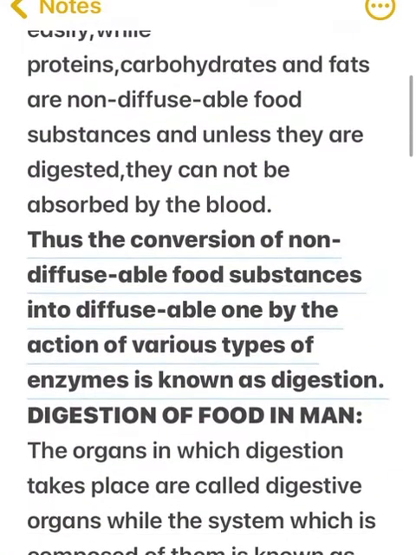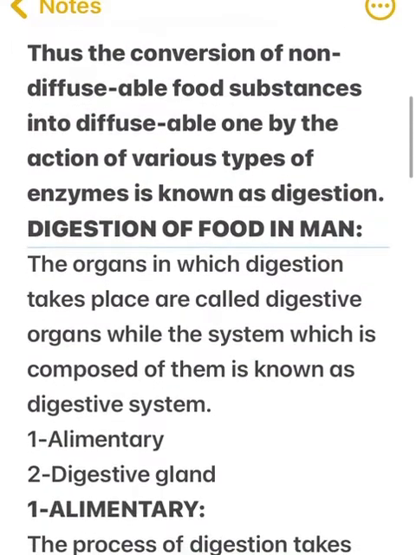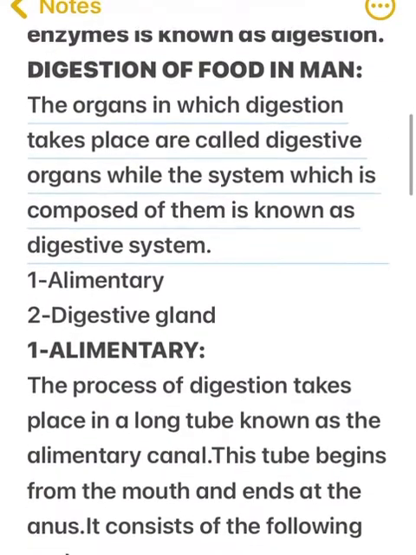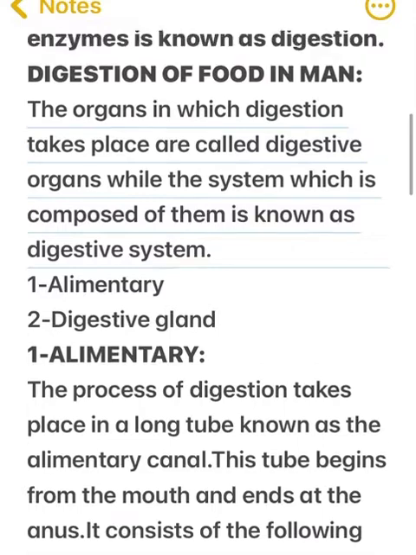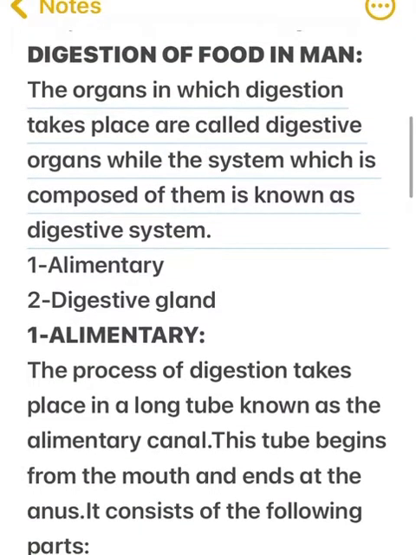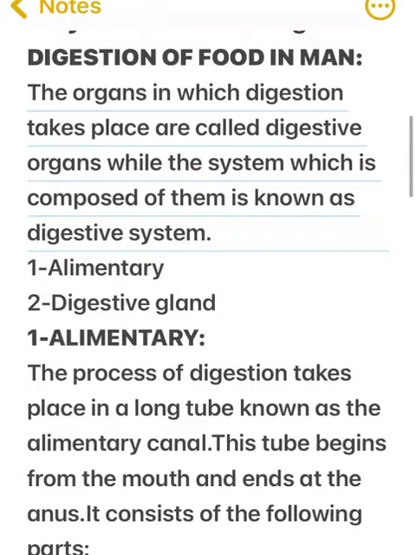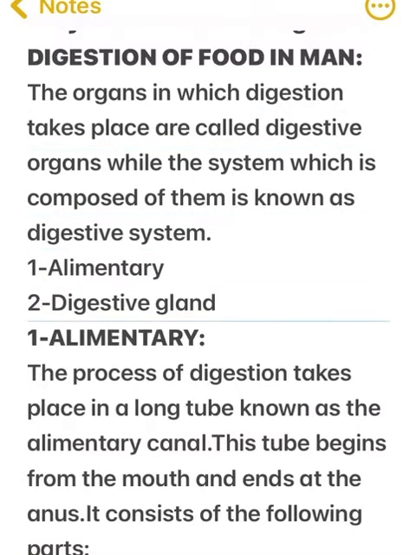as digestion. Digestion of food in man. The organs in which digestion takes place are called digestive organs, while the system which is composed of them is known as the digestive system. 1. Alimentary canal. 2. Digestive glands. 1. Alimentary canal.